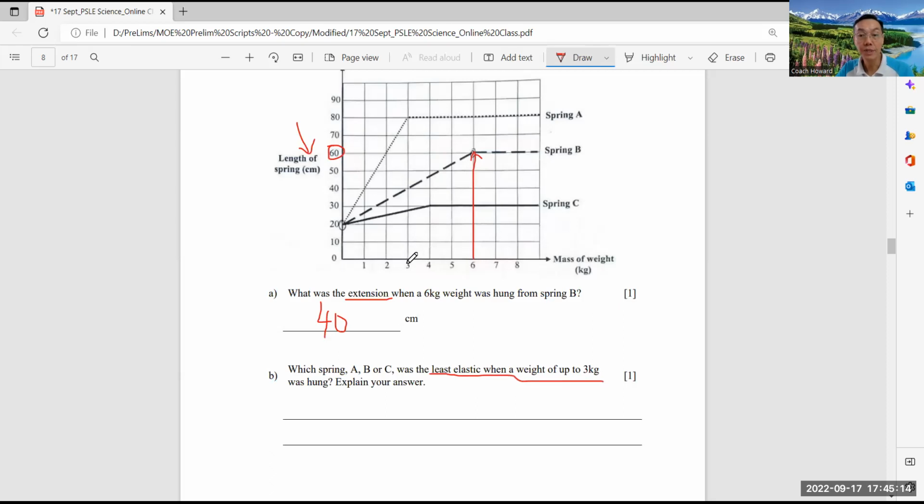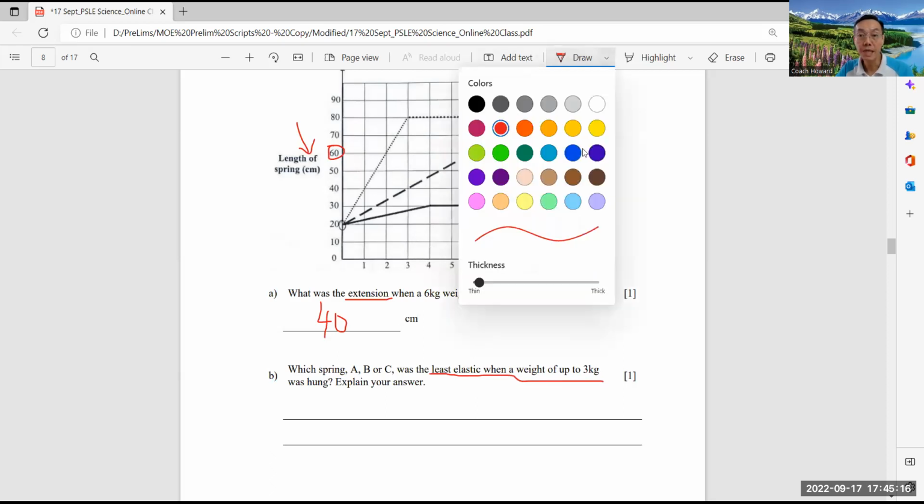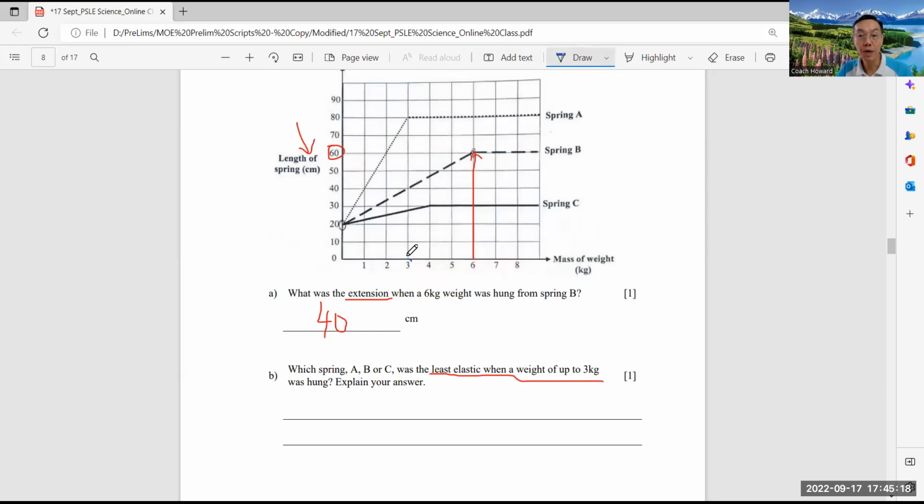Okay, which spring was least elastic when a weight of up to 3 kilogram was hung? Okay, so from here 3 kilogram, what you do is annotate this part. From 3, right, go up, right? Okay, can you see, least elastic means it will stretch least, so it's actually spring C.